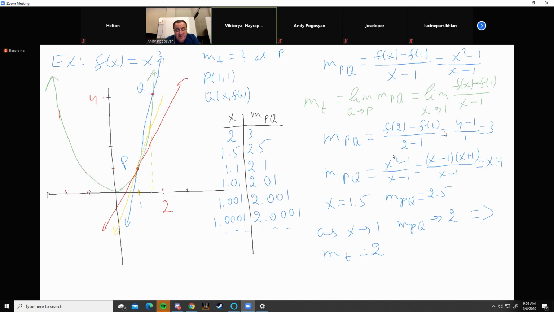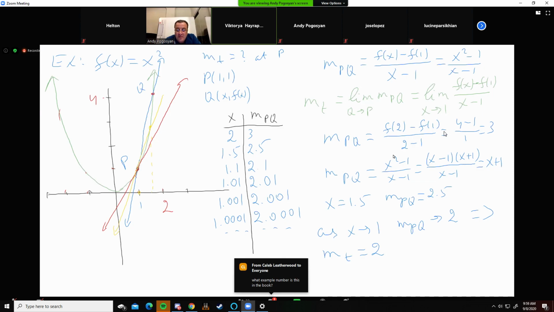And then the lines: the blue one is the first secant line, the yellow one is when it already gets closer, and the red one is the one that we're looking for.